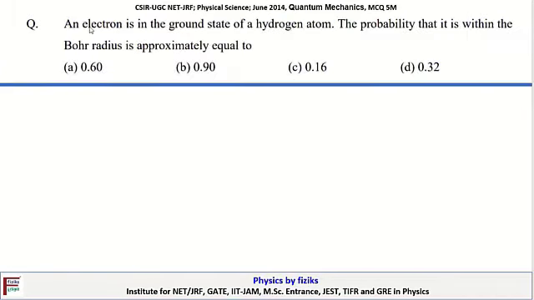An electron is in the ground state of a hydrogen atom. The probability that it is within the Bohr radius is approximately equal to. So we have to determine the probability of the electron inside the Bohr radius. Solution.